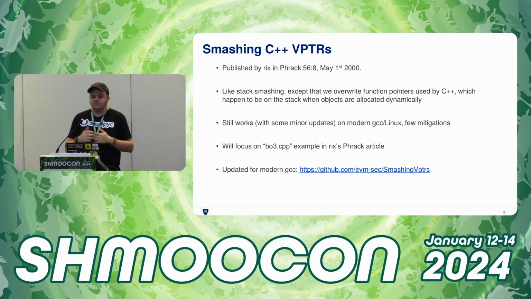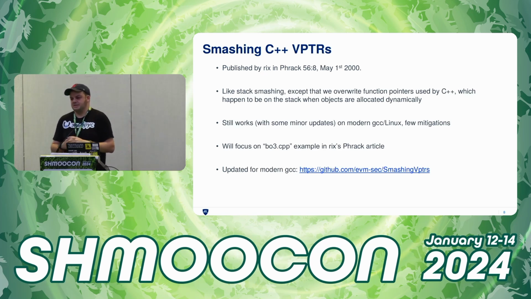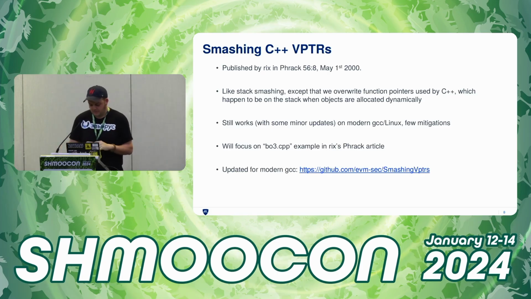If you go back to Rix's article in Phrack, which I highly recommend, he goes through, I want to say 3 or 4 different examples of places where objects get created on the stack and you can overwrite the VPTR. I just zoomed in on one. In my GitHub repo, you can grab essentially his exact example, just updated for modern GCC, and you can run it and play with it, and away you go.